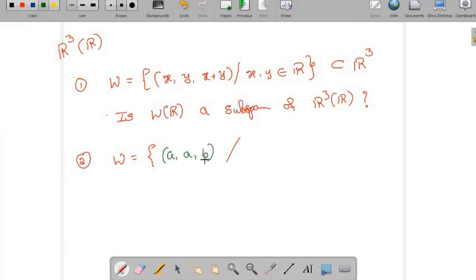(a, a, b), where a, b are coming from real numbers. This is clearly a subset of R3. Now the same question, is it a subspace?